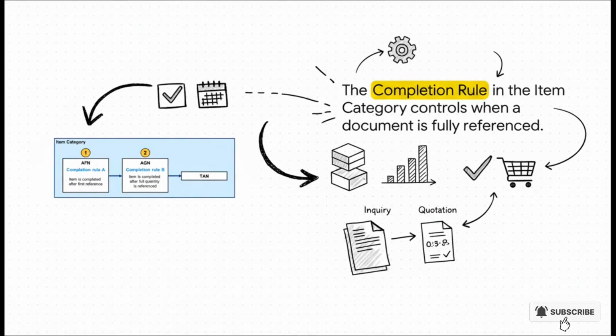But wait, how does the system know when a quotation is actually finished or used up? That's where this sneaky little setting called the completion rule comes in. It has a huge business impact. For an inquiry, maybe you set it so any reference closes it out. But for a binding quote, you'd set it so it only closes when the entire quantity has been ordered. This is what helps your sales team know which quotes are still open and need a follow-up call.